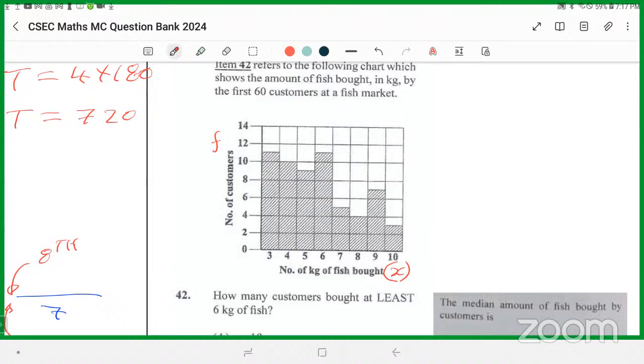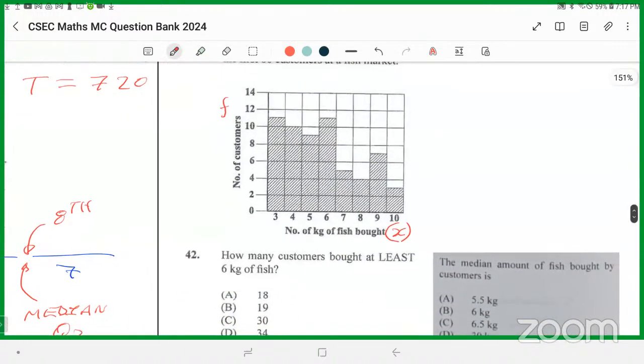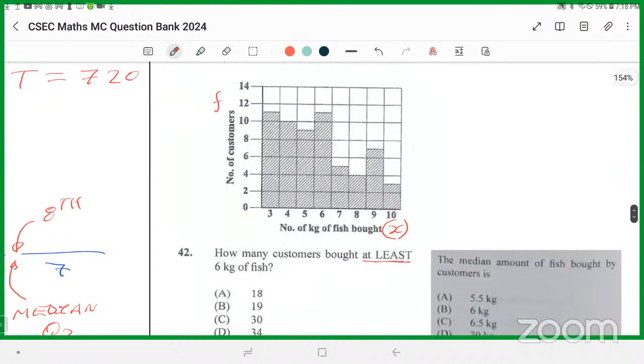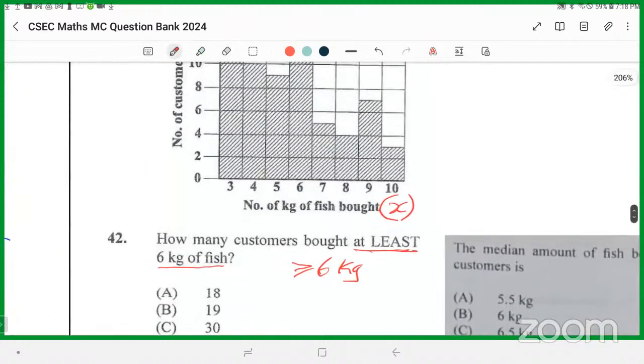10 customers. All right. It says, how many customers bought at least 6 kilograms? Now, at least 6 kilograms really means greater than or equal to 6 kilograms. So we're talking about these over here, so 6 or more kilograms. So you're adding up the persons over here. Greater than or equal to 6. I'm going to mark it this way. You want to know how many persons selected these, 6 or more? Let's add them up.